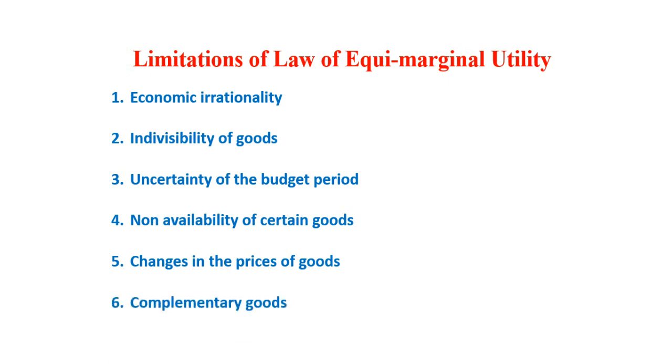And last is complementary goods. Some commodities are complementary and are used together in a definite, well-defined proportion. For example, cups and saucers are complementary goods and cannot be substituted for each other. Hence, the law of maximum satisfaction is not applicable to them.